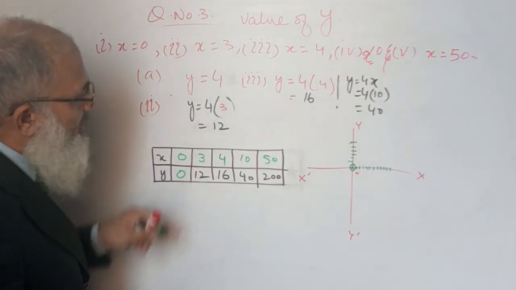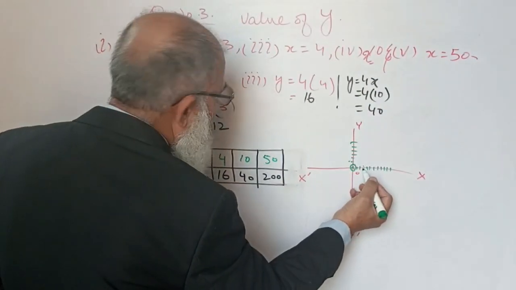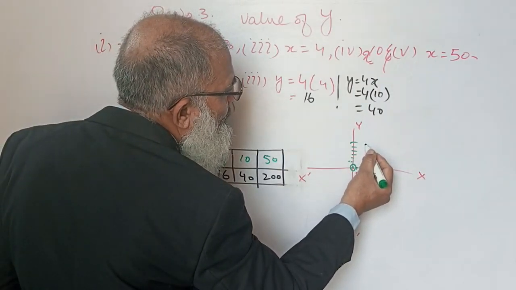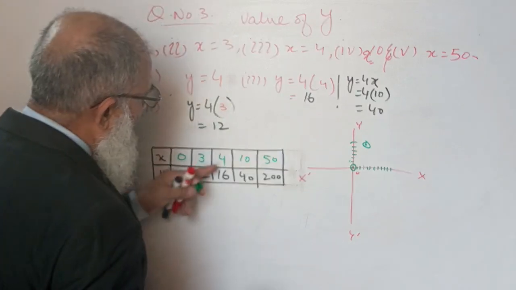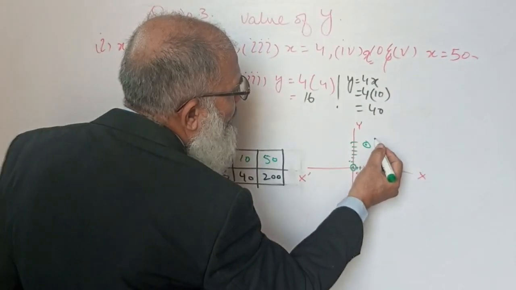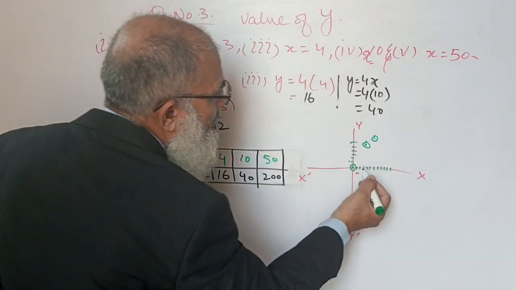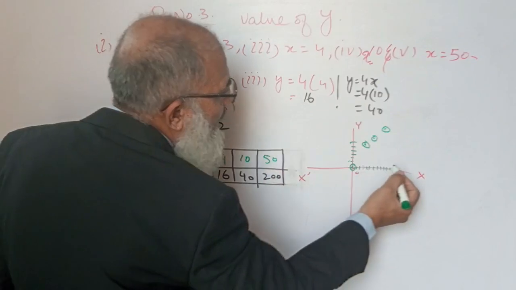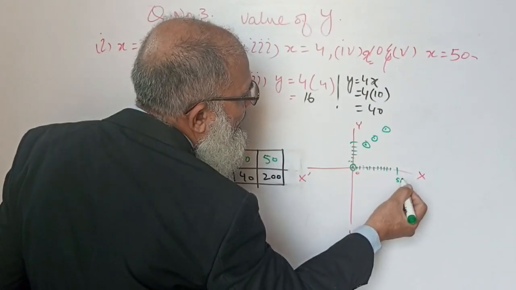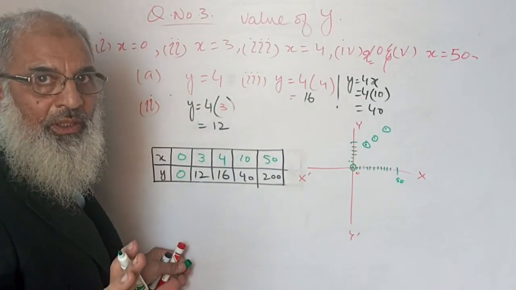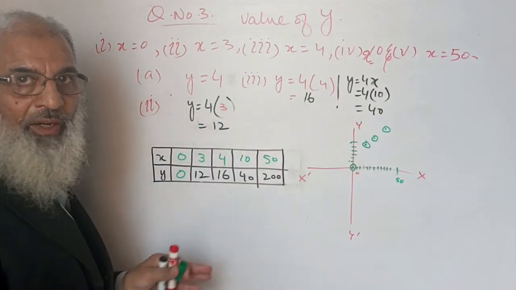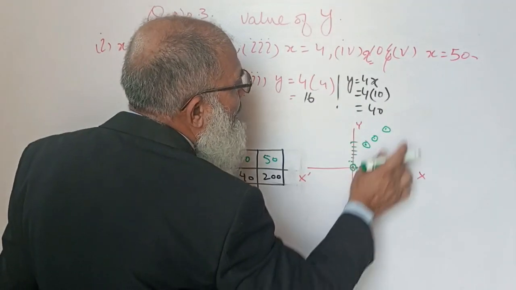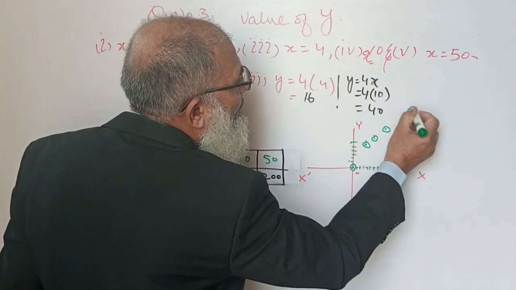So suppose it is 3. Now it is 3 and it is 12. 1, 2, 3, 4, 5, 6, 7, 8, 9, 12. Now suppose that 4 for 16 comes over here, and for 10, 1, 2, 3, 4, 5, 6, 7, 8, 9, 10, and 10 for here is 50. Let me do it like that. This is 50. This is just a supposition. When you do it on your graph paper, it will be a very precise one. Now this is 50 and 200 is a little apart from here.